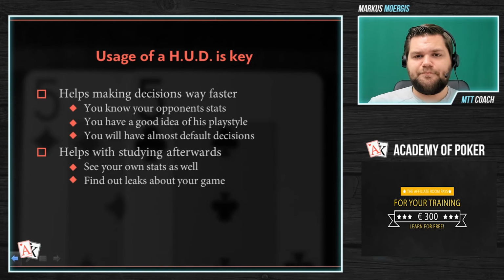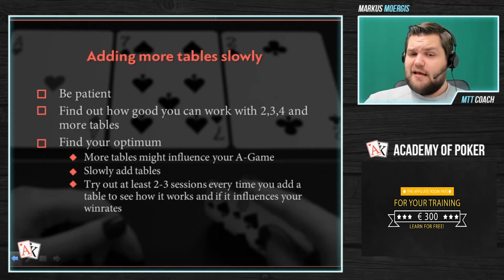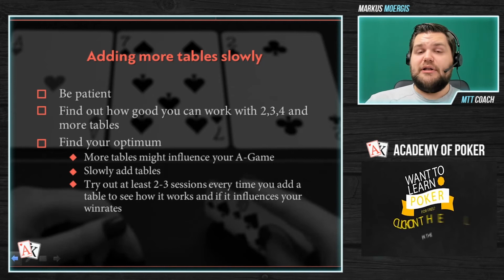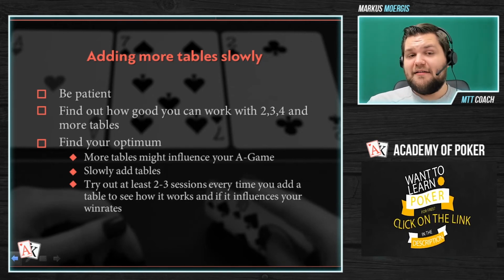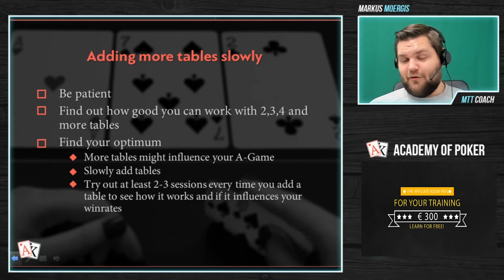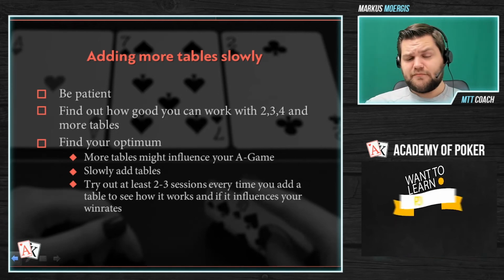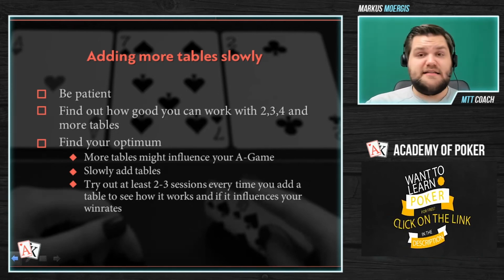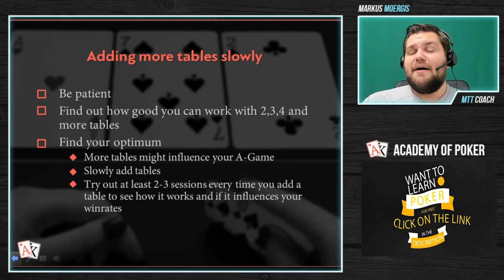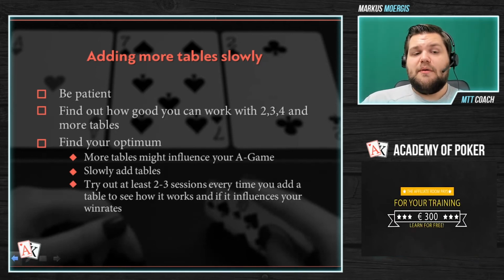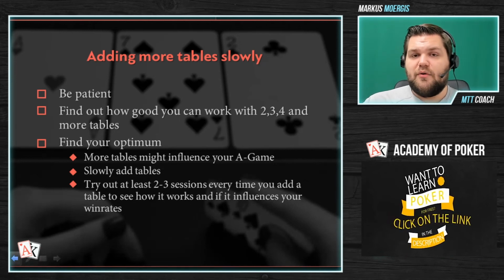Last but not least, adding more tables slowly. As the topic today is multi-tabling, of course it's about playing more tables. And multi-tabling starts at two tables, but it's pretty much open to the end. So you could be ending up with 16, 20 tables or something like that. But the key here is to be patient, to start slowly with that. So you start with one table, you add a second one, you add a third one, you add a fourth one, and you keep on playing your sessions.